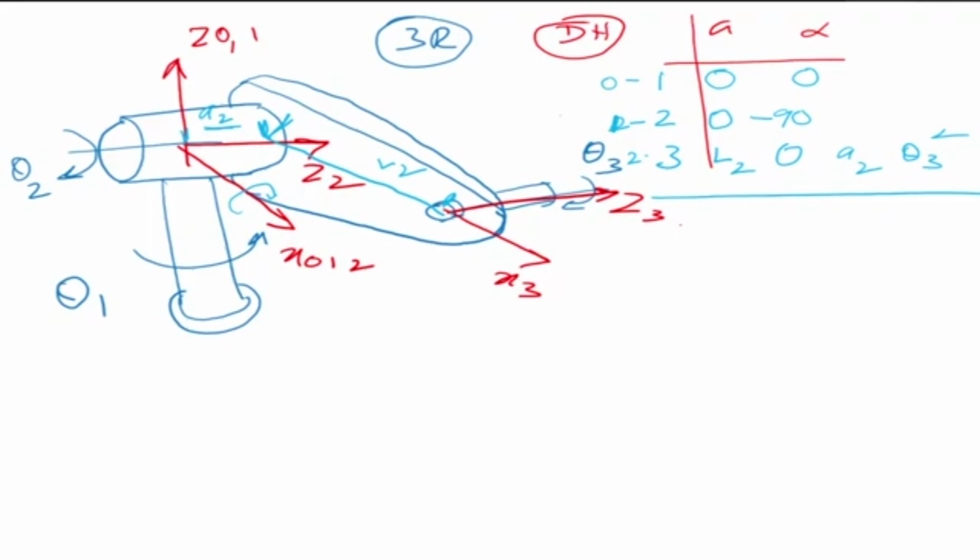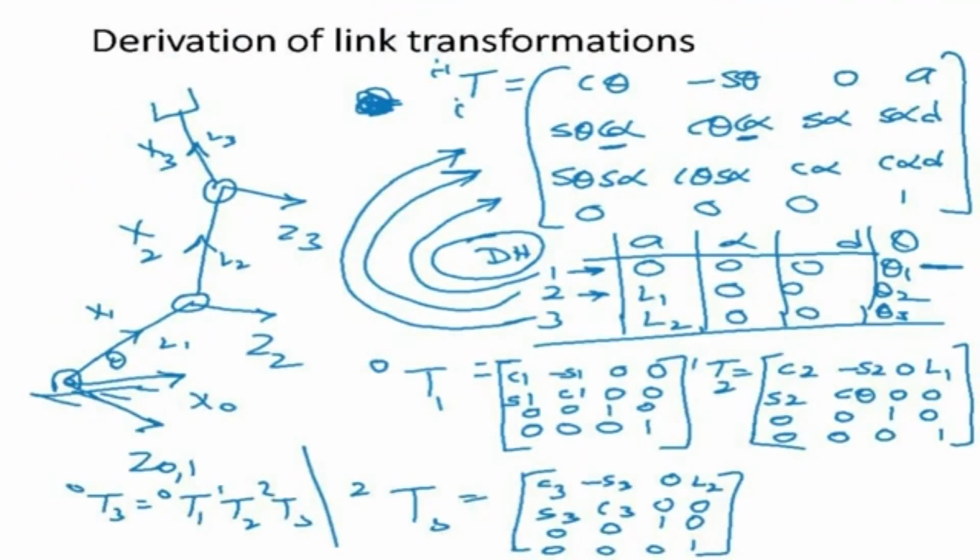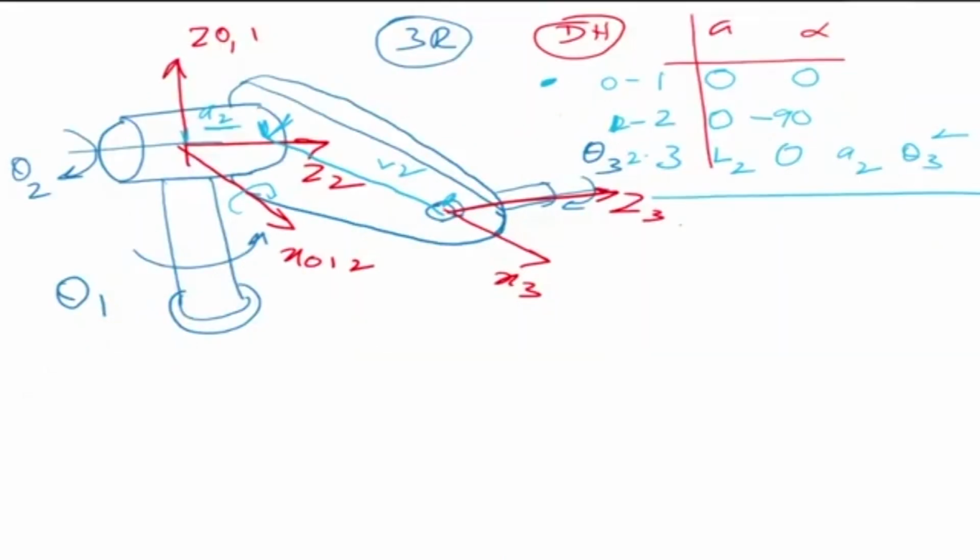So now what we are seeing is that I need to find the generalized matrices which will take me from one frame to another frame. So I start off by taking this row and putting it in the generalized matrix. I take that first row, put it in this matrix, and get the first one. Then I take the second row, put it in that matrix. Then I take this one and put it in that matrix.